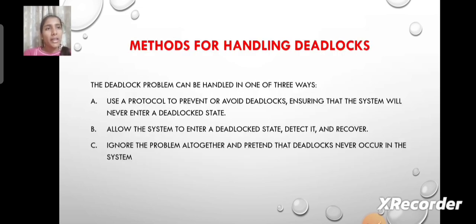Methods for handling deadlocks. The deadlock problem can be handled in one of three ways. Use a protocol to prevent or avoid deadlocks, ensuring that the system will never enter a deadlocked state. Allow the system to enter a deadlocked state, detect it, and recover. Ignore the problem altogether and pretend that deadlocks never occur in the system.